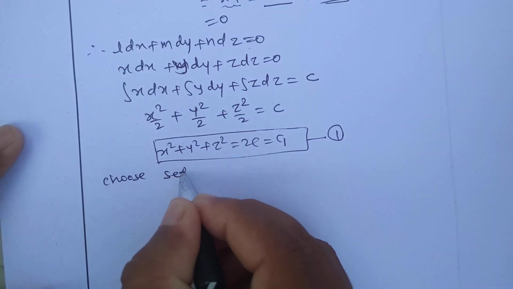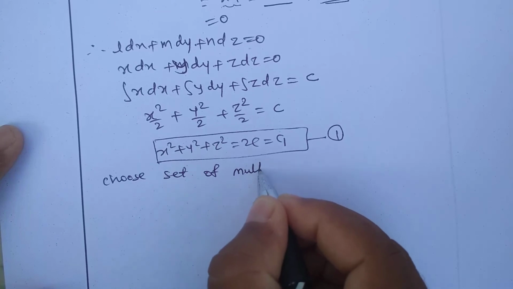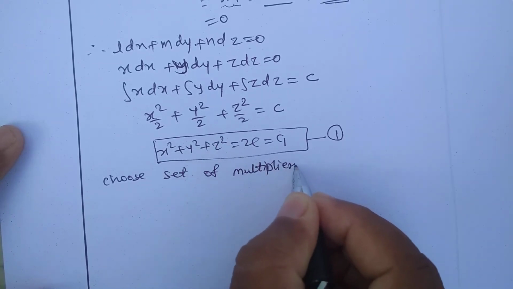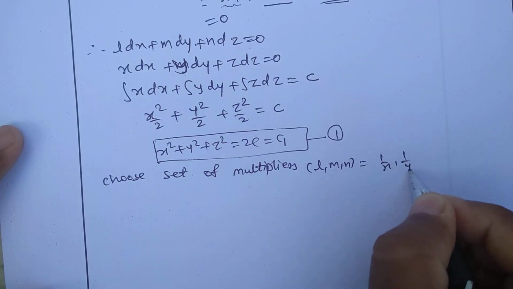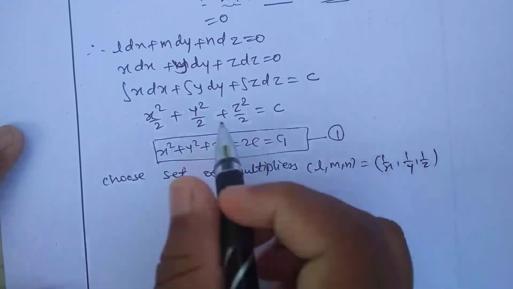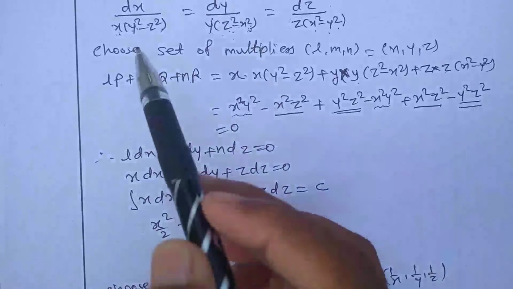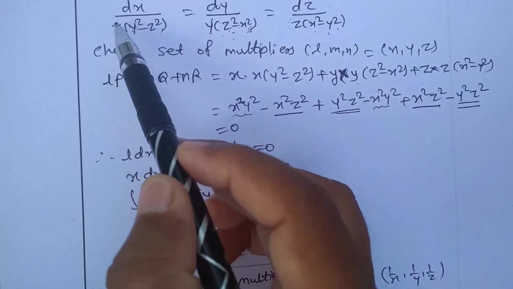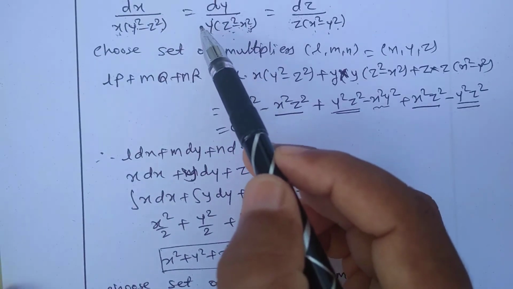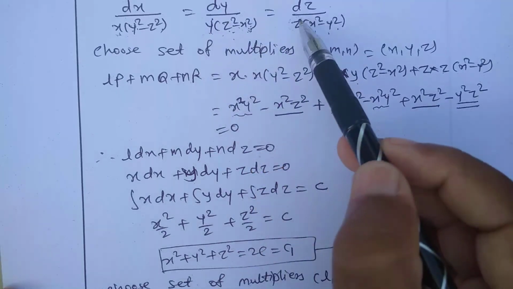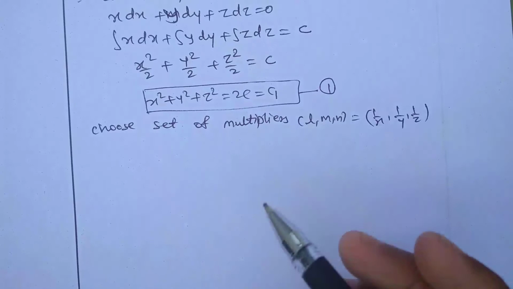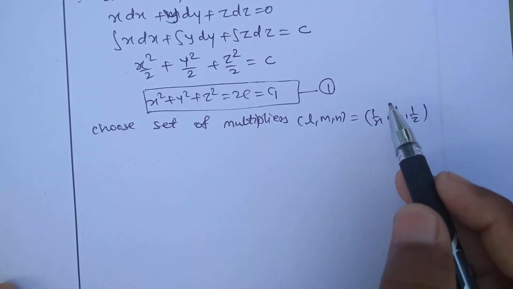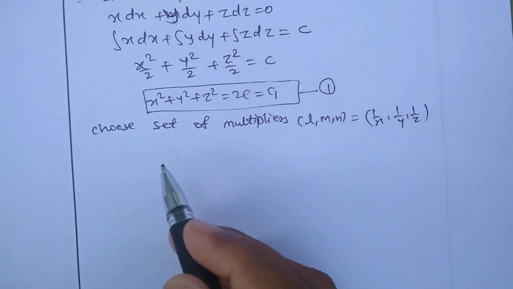So check out whether we can use this set of multipliers. Choose the set of multipliers L, M, N as 1 upon x, 1 upon y, 1 upon z. Since we have to cancel out this outside x, we have to multiply it by 1 upon x. Here to cancel out y, we have to multiply it by 1 by y, and here to cancel out z, multiply it by 1 by z. So just check whether this set of multipliers is working or not.